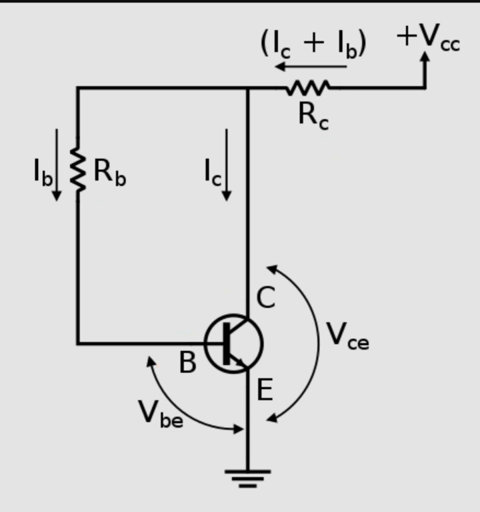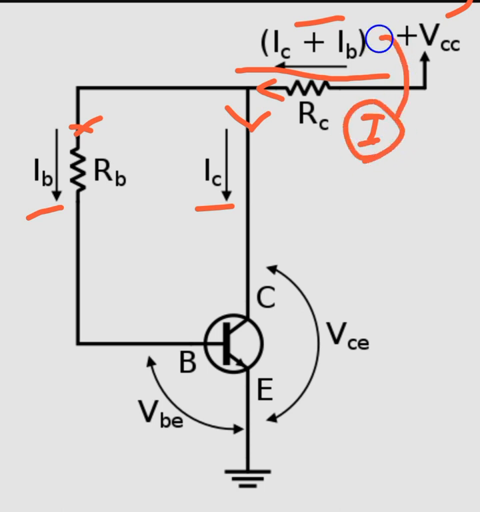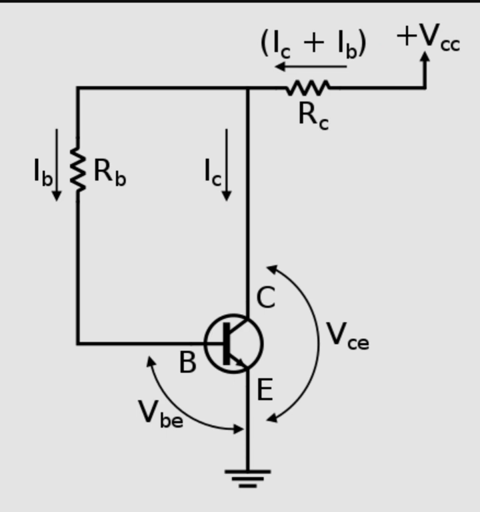Now, as the supply voltage is switched on, current is drawn into the circuit. This current is called, let's say, current I, and it gets divided into two branches. One is called IC and one is called IB. So this current is actually the summation of IC plus IB. Therefore, we say that this current I is nothing but IC plus IB, divided into two parts, IB and IC.